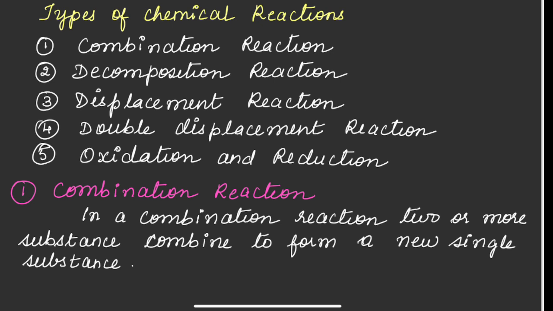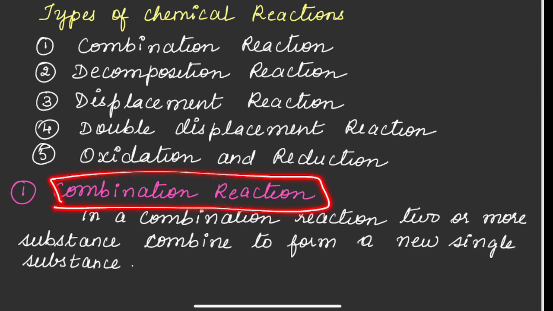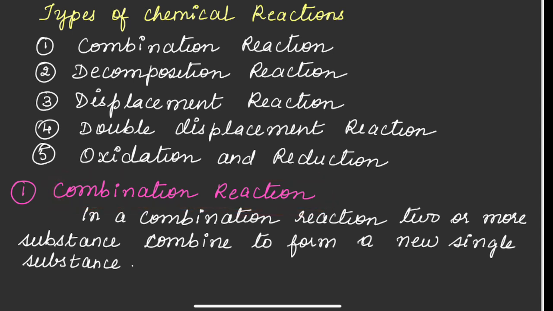In this video, we are going to see in detail the first type of chemical reaction, which is called combination reaction. In the previous video, we studied that there are 5 types of chemical reactions. The first type is combination reaction. Second is decomposition reaction. Third is displacement reaction. Fourth is double displacement reaction. And fifth type is called oxidation and reduction.